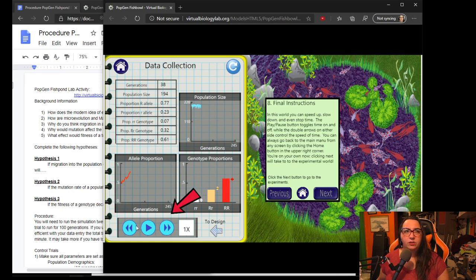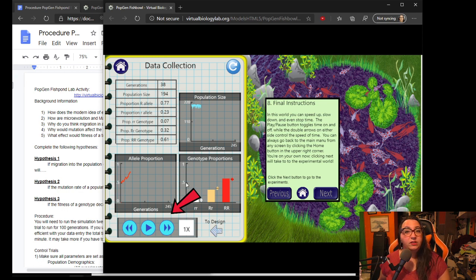Final instructions, we've got our time controls here: the play, the fast forward, and the rewind. Rewind doesn't take you back in time, it just slows things down. The lowest you can do is 1 times. The highest you can go is 16 times, and I recommend that. If you run the simulation at a 16x time scale, each simulation will take you about 45 seconds.